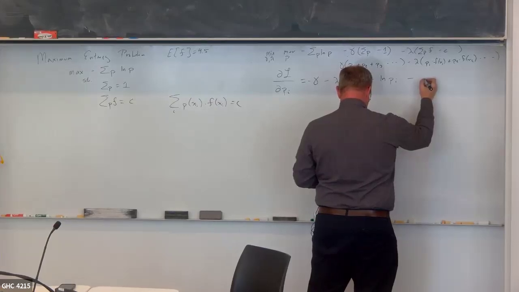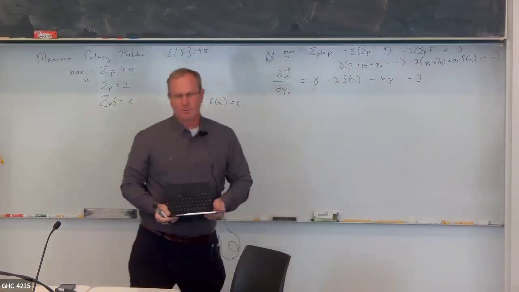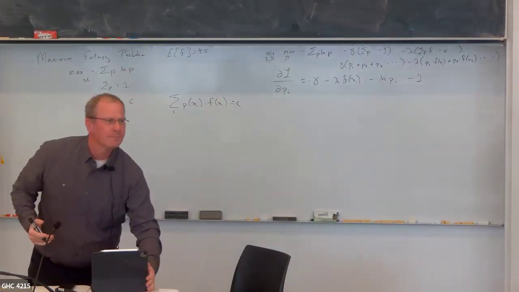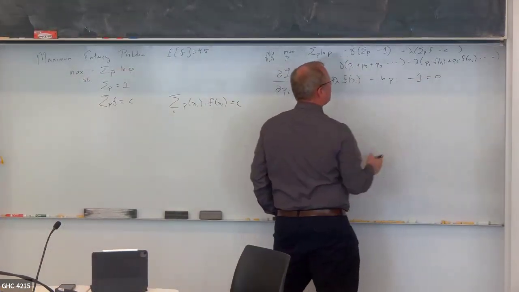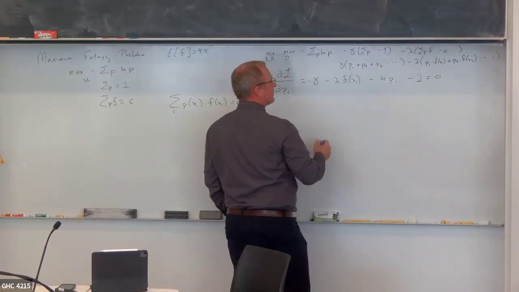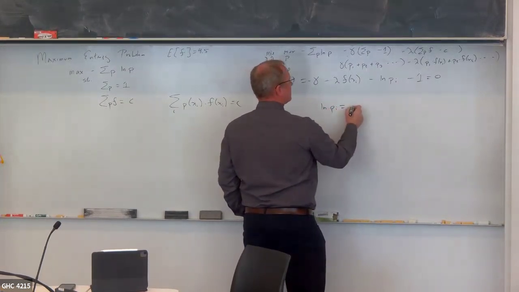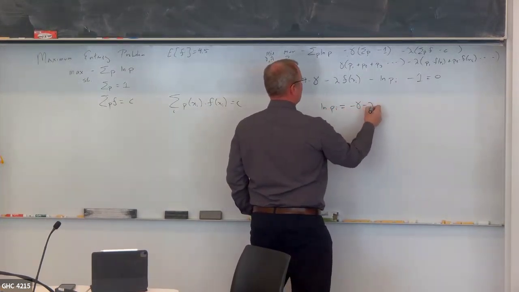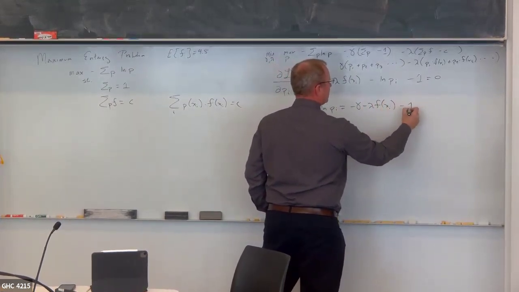Positive 1? I think it's minus 1. Okay. And now what do I have to do again? The whole point of the second derivative was I was going to do what? I was going to set it to 0, find the optimum. Okay. So if I rearrange everything, I can get log pi on this side equals minus gamma minus lambda f of xi minus 1.